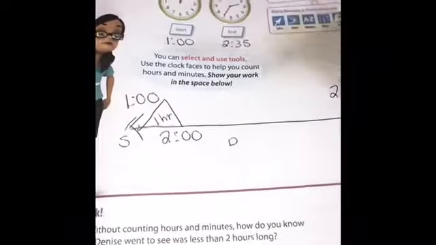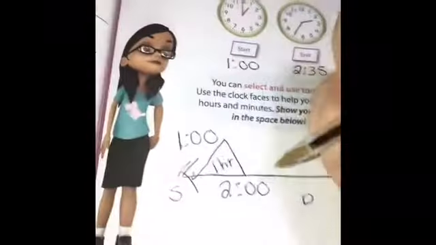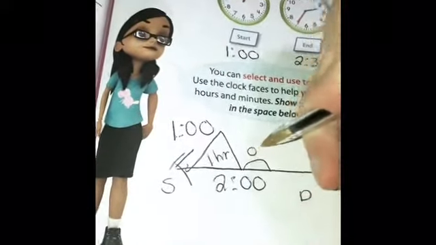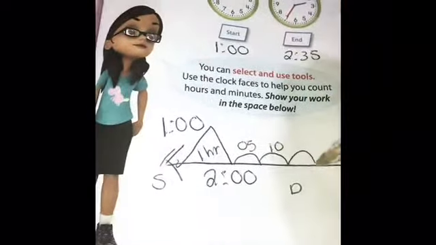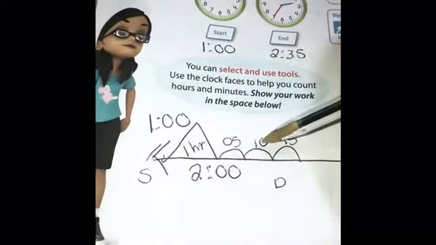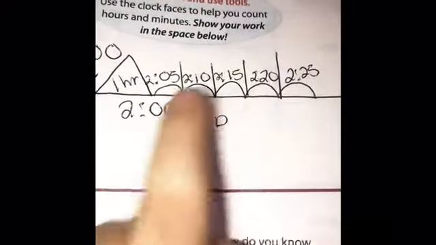So I'm going to start with the hills, the 5 minutes. I need to get to 35. So I'm going to go 2 o'clock. That would be 05. Another 5, 10. Another 5, 15. So remember 2:05, 2:10, 2:15. Another 5, 2:20. I started putting the time so I don't get confused. 2:05, 2:10, 2:15, 2:20, 2:25.